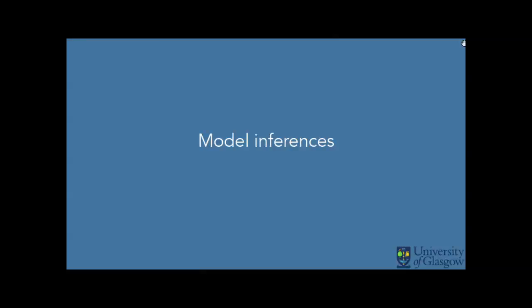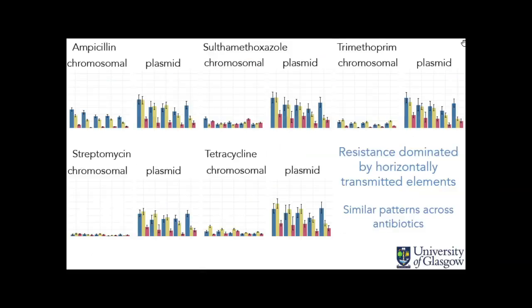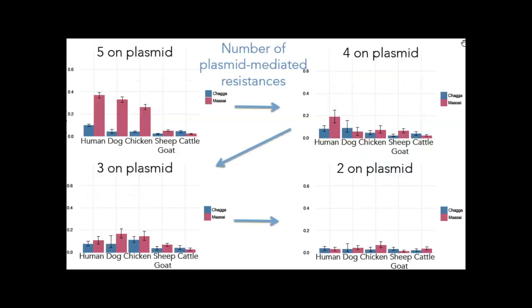So moving on to inferences made from the most representative models. We're able to estimate rates of chromosomal and plasmid-mediated resistance, here shown for trimethoprim. In each ethnic group and species combination, we see that resistance is plasmid-mediated dominated. We see a similar pattern across each of our other antibiotics. And this is just showing the potential for horizontal transfer and flow between communities in our system.